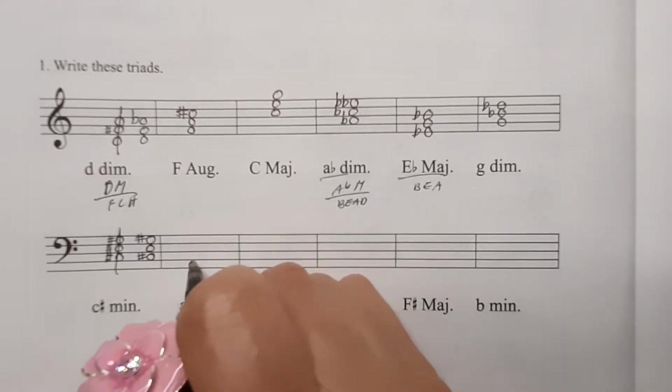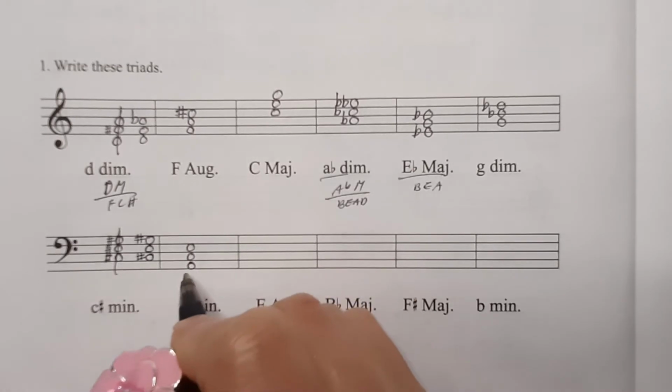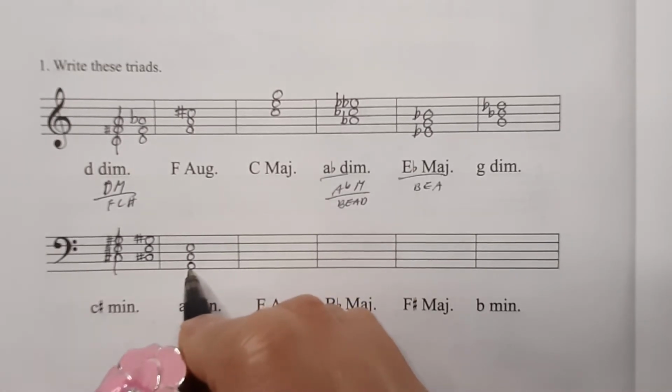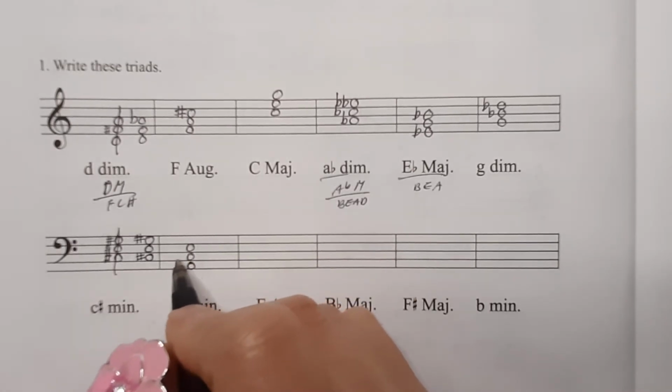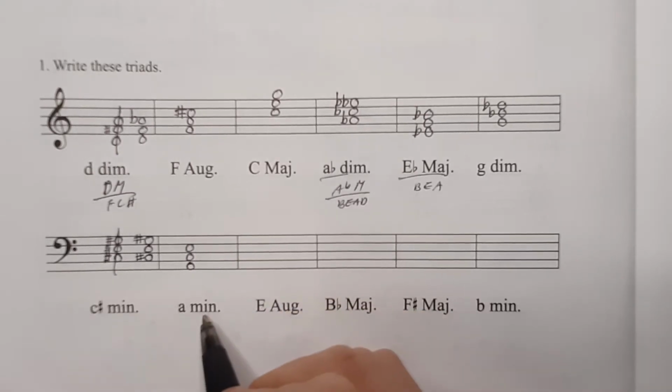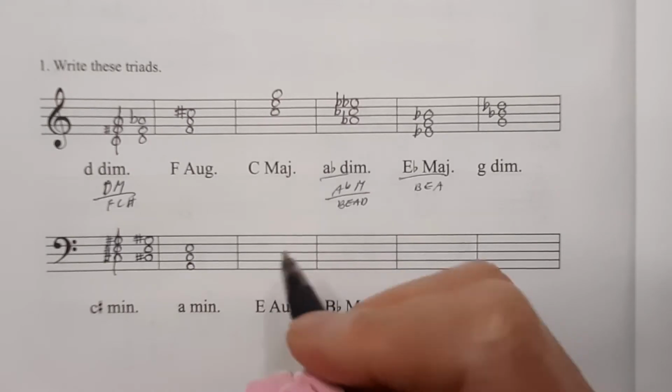Okay, now A minor. In the key of A major, there's F, C, G sharp. It's supposed to be a C sharp for the major. But you don't need that because it's a minor. You lower the third.